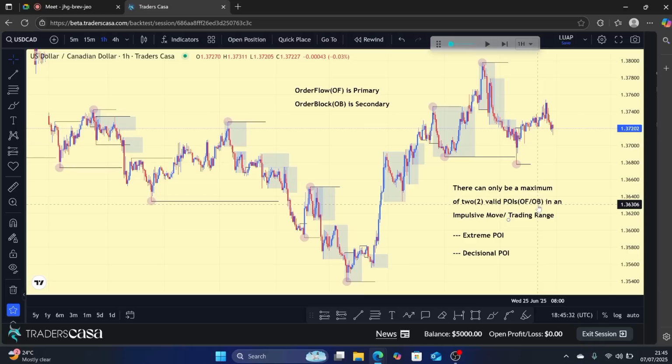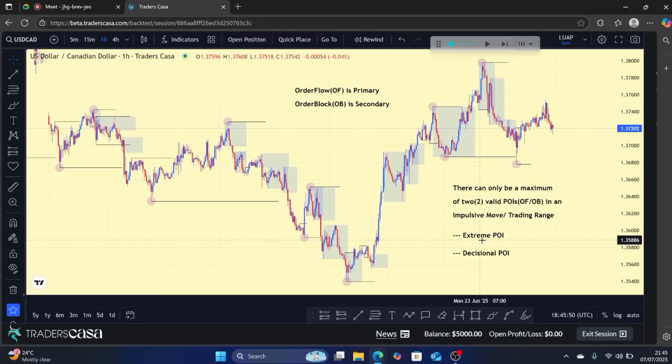But the same also happens even when the primary option, that is the order flows, are all mitigated and we are only left with the order blocks. Still, the same rule applies. There can only be a maximum of two valid order blocks in an impulsive move or trading range.